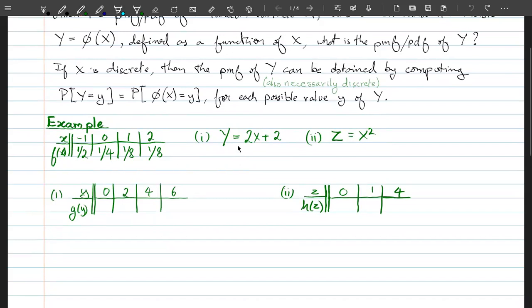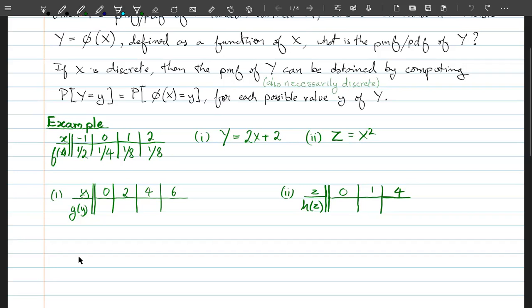So now in the first case, we want the probability mass function, say g of y. So clearly, if x takes values -1, 0, 1, and 2, what are the possible values of y? They must be 0, 2, 4, and 6. To see that, just substitute the values of x here. So when you put x equal to -1, y becomes 2 into -1 plus 2, that's 0. When you put x equal to 0, you get 2. For x equal to 1, that's 4, and x equal to 2, that is 2 times 2, 4, plus 2, 6. So these are all the possible values of y.